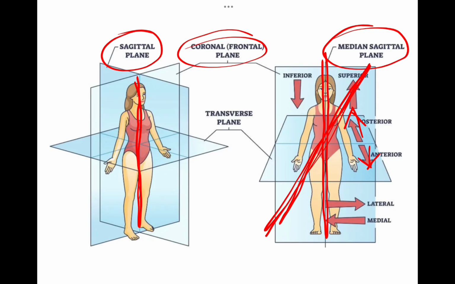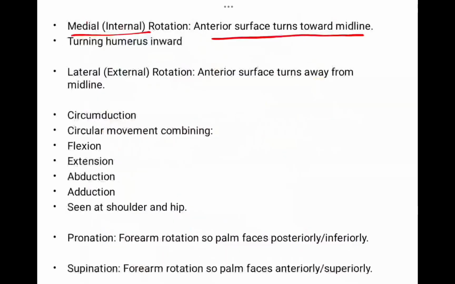If you look at this image, let's assume you're taking your palms, the anterior aspect of your palm, to face posteriorly, while the posterior aspect faces anteriorly. That is the medial rotation. Why? If you do the opposite side, you have a lateral or external rotation. The anterior surface turns away from the midline.